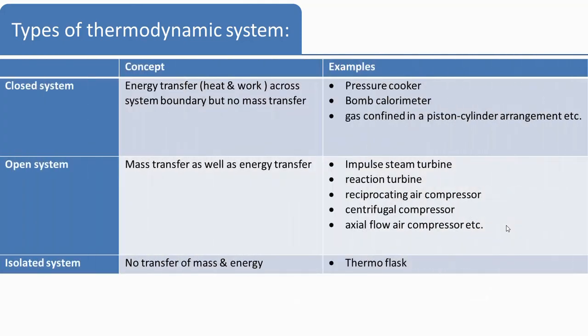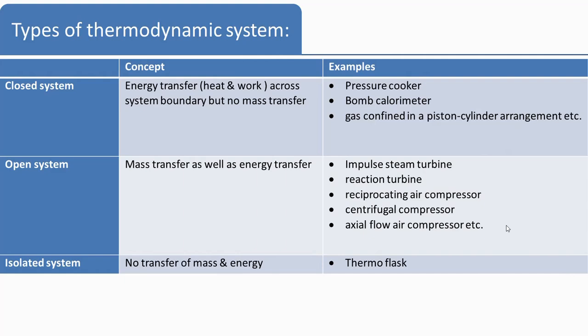Now, types of thermodynamic system: closed system, open system, and isolated system. There are three types. In case of the closed system, no mass transfer takes place, only energy transfer. For example, bomb calorimeter, pressure cooker, gas confined in a piston cylinder arrangement. There is no intake of mass and no outgoing of mass. All these systems we will see in detail afterwards.